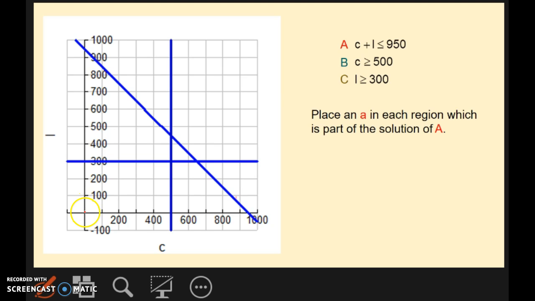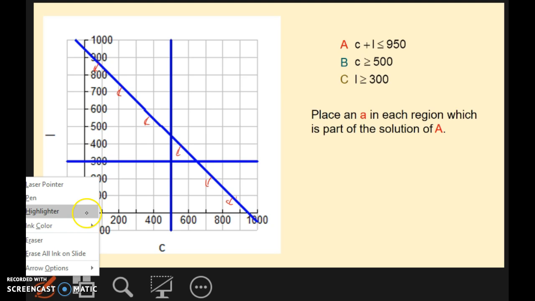So if I have the point 0, 0, and I plug that into there, I'm going to have 0 is less than or equal to 950. And that's totally a true statement. So I know that my region, my half plane for this solution, is going to be here. So I'm going to just draw some arrows just so I know that for that red line, we're underneath there.